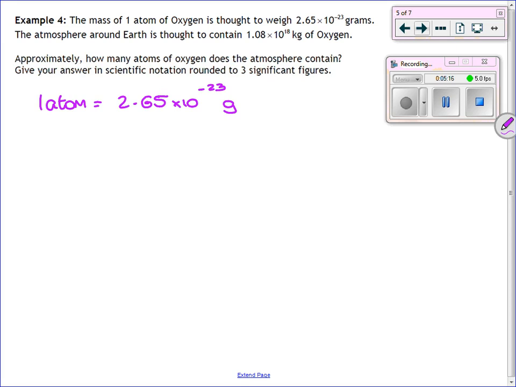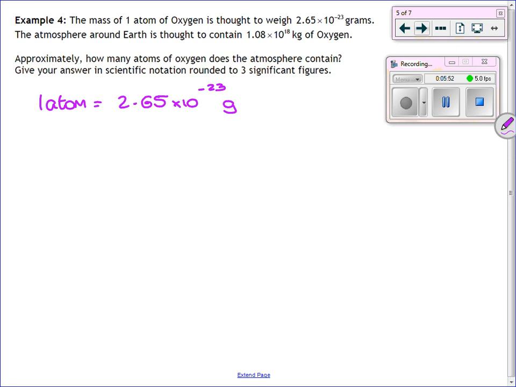It says now that the atmosphere has got 1.08 times 10 to the power 18 kilograms of oxygen. Now, there's a bit of a difference here. In questions, we tend only to work with questions that have the same units. So the weight of my atom of oxygen is in grams, but my weight of oxygen around the Earth is in kilograms. So I need to match those units up. So either I want to use all grams or all kilograms.